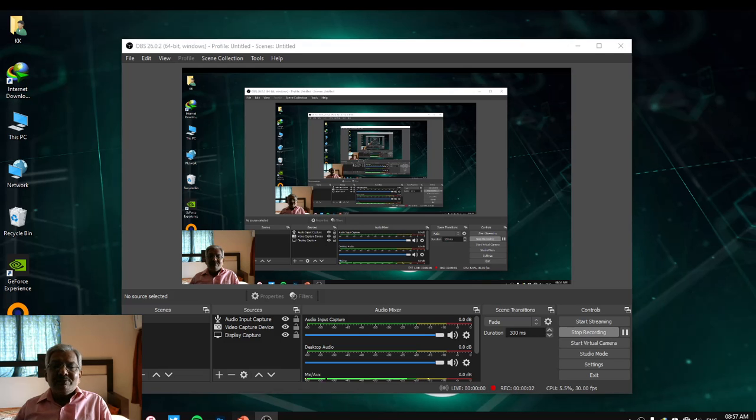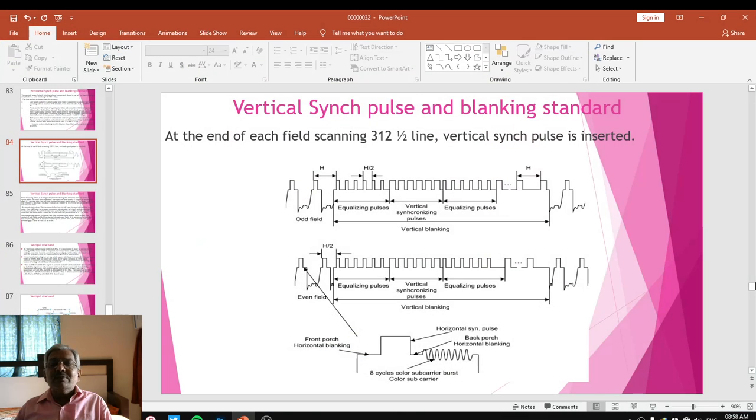Student friends, once again we are continuing with radio receiver and television communication. In the last period, we covered horizontal sync pulse and its blanking standard in composite video signal.